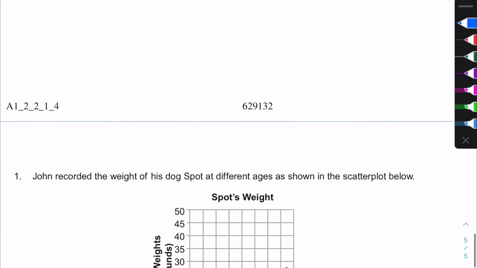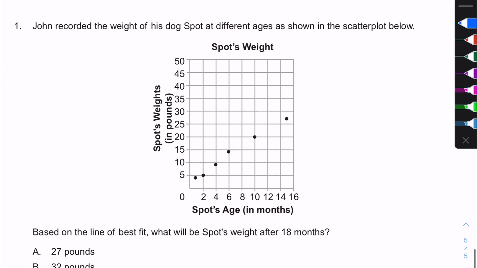All right, next example. John recorded the weight of his dog Spot at different ages as shown in the scatter plot below. Based on the line of best fit, what will be Spot's weight after 18 months? Okay, so a line of best fit. We're thinking about 18 months. That's past our graph. Technically, this is called extrapolating when it's past your graph, so we're looking somewhere out there, versus interpolating, which is somewhere inside of the numbers that you already have.